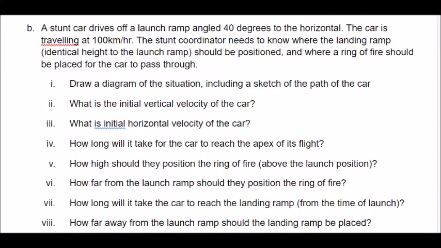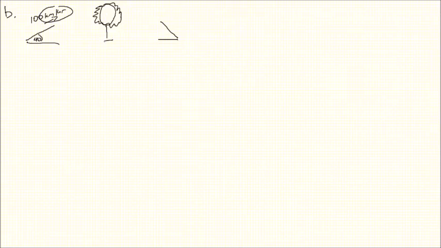Here we are. Looks pretty lengthy, somewhat complicated. So a car is going to fly off a ramp that launches it at 40 degrees. It's travelling at 100 kilometers per hour. We're going to need to do a conversion, obviously, on kilometers per hour to meters per second to make our life easier. It's going to land on a similar ramp, which we're going to position a certain distance away, and in the middle it's going to go through a ring of fire.